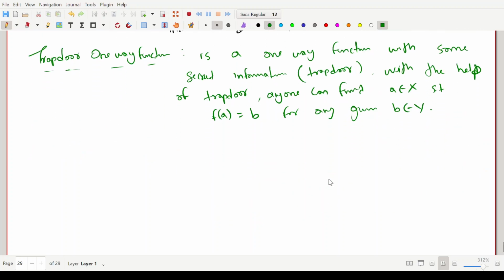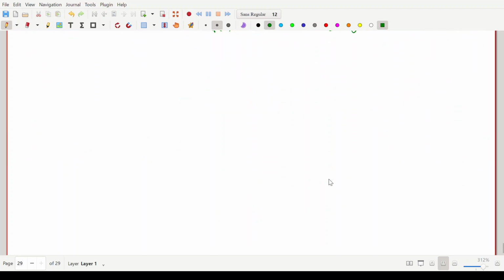Now let us see what is the difference between symmetric key crypto system and public key, which is also called asymmetric key. Although we have already done that in the PKC classification, we will still do a little bit of that one more time. What is the difference?